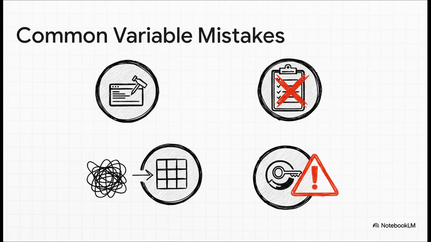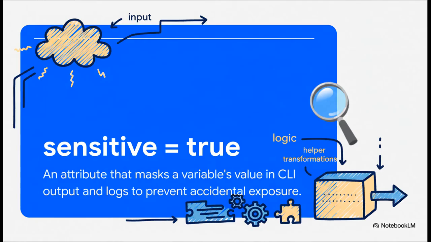And because variables are so central, it's really easy to make a few common mistakes. We're talking about everything from the simple stuff, like accidentally hard-coding a region, to the really dangerous stuff, like checking your secret keys into Git inside a .tfvars file. Not good. So, to help us avoid that last one, Terraform gives us this handy little attribute, sensitive equals true. When you pop this on a variable, say for a database password, Terraform will just show sensitive in your terminal instead of the actual value. It's a fantastic first line of defense.